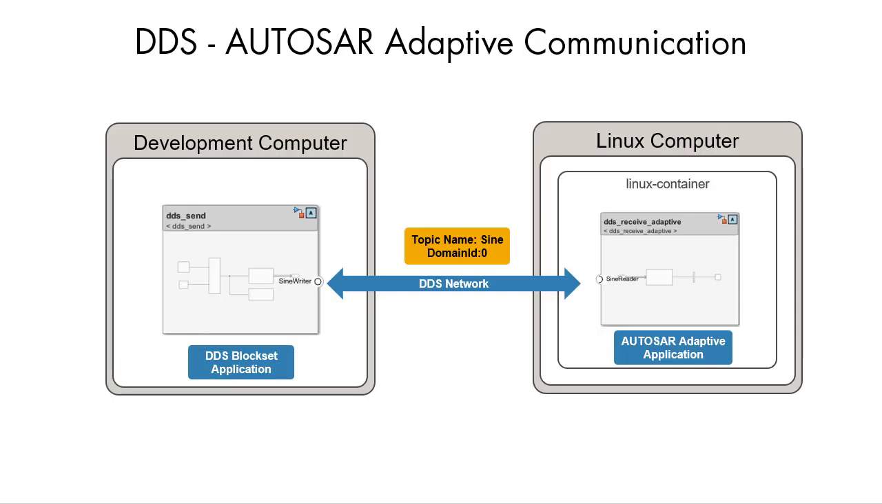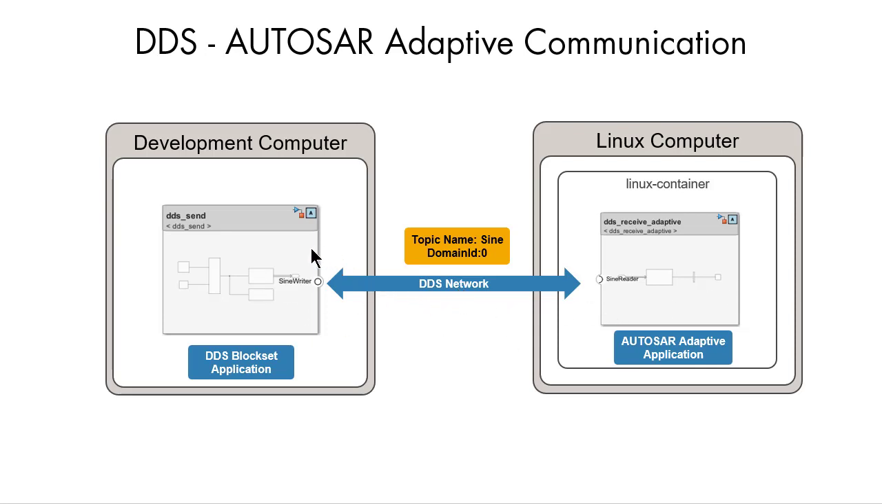There are two models here. One is a DDS Blockset model, which is deployed on a development computer, that is Windows or Linux. And the other is an AUTOSAR Adaptive model, which is deployed on a Docker container on a Linux target. This AUTOSAR Adaptive model is deployed using the embedded coder support package for Linux applications. These two applications will communicate over the DDS network.